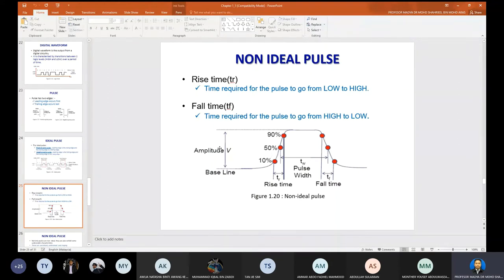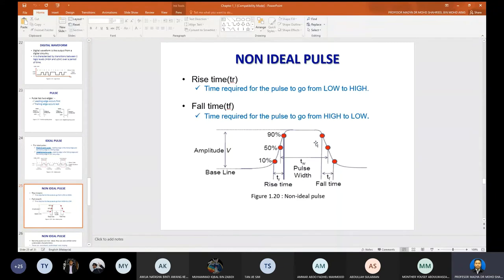That means from 0.5 here. So 50% here, 0.5, to 50% at the falling edge. From the positive going pulse to the negative going pulse, at 50%, this is what we call the pulse width.